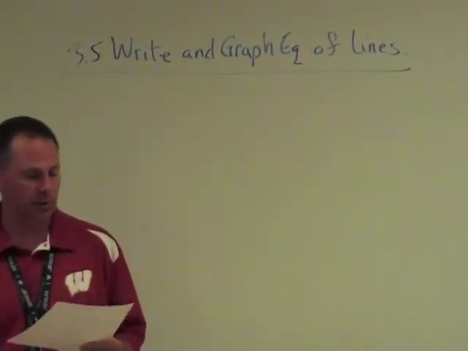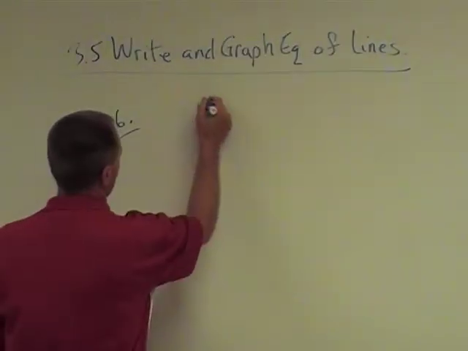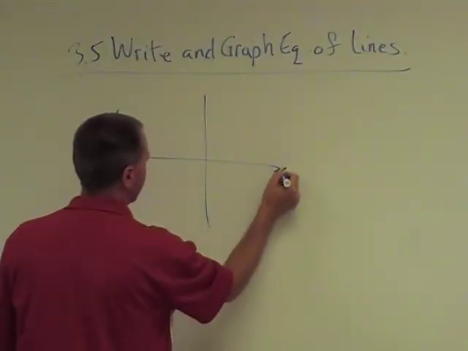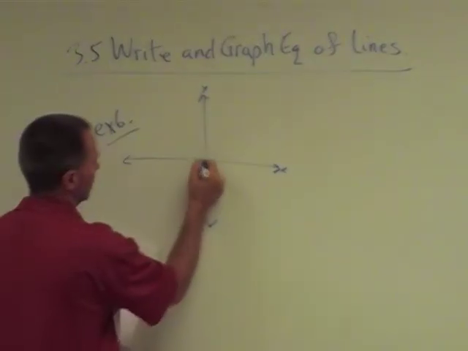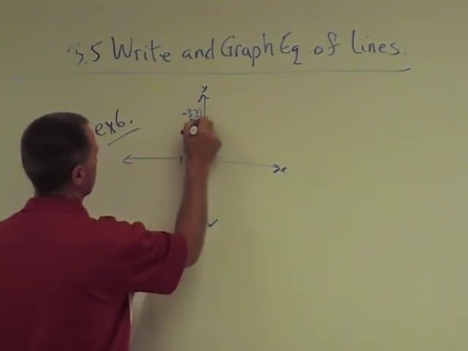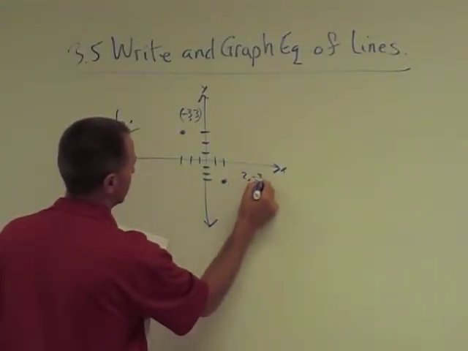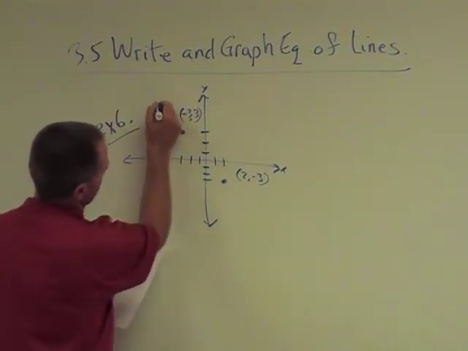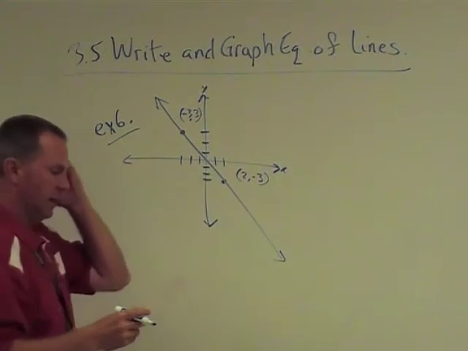Okay, geometry 3.5, write and graph equations of lines. So here's example 6 in your book. Given a graph, and here are your points, negative 3, 3, and 2, negative 3. I want the equation of that line.